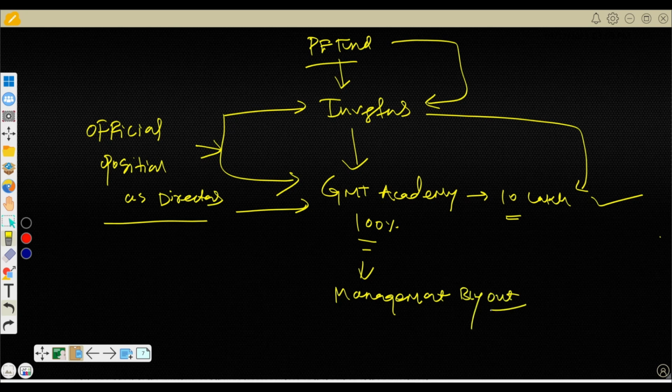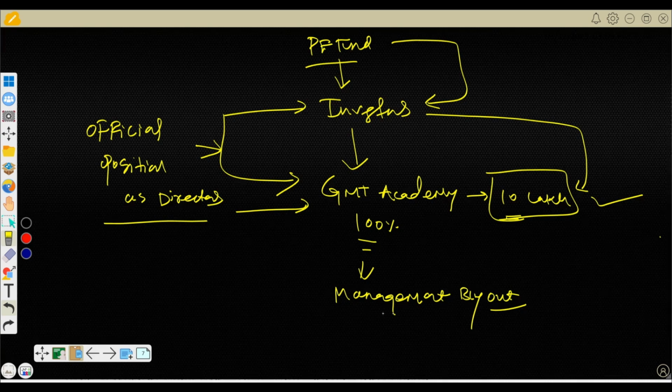with funding. So the director comes on their board, and the director can utilize that 10 lakh as per their business strategies or plans and all, right? So this is how your management buyout structure works.